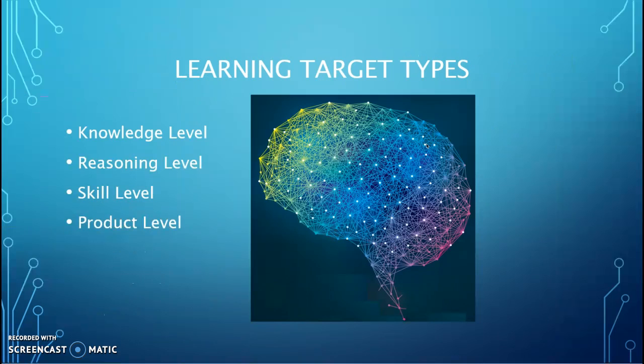There are 4 kinds of learning targets. You have knowledge, which is factual information. You have reasoning. This is the relation between facts and ideas. You have skills. That's demonstrating an ability. And you have products. This is art, tech ed projects, essays, and science experiments.